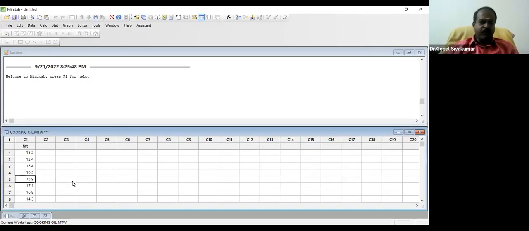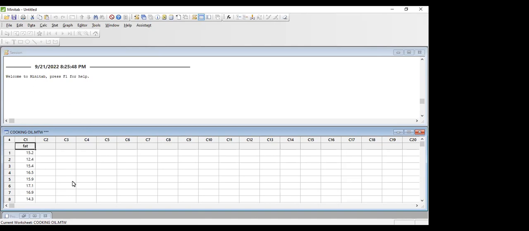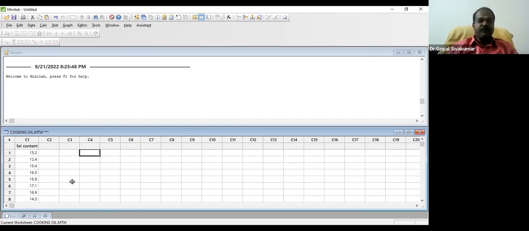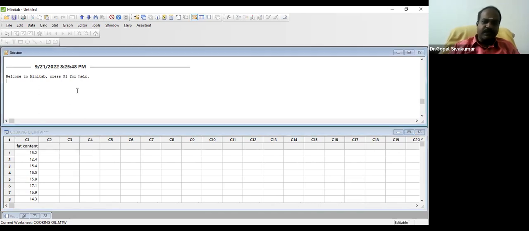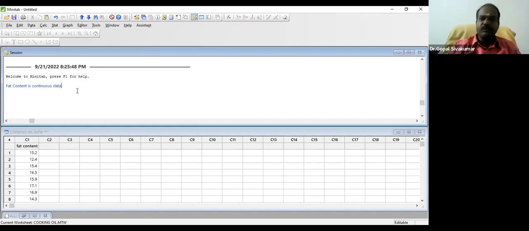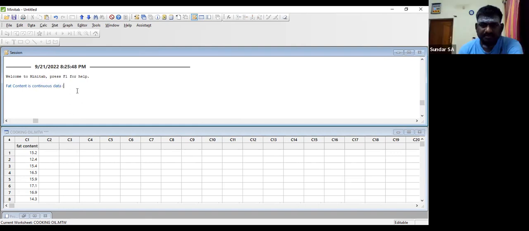Now please tell me, all of you, what is written here? The heading, fat content, right? What is this fat content? Is it continuous data or discrete data? What type of data is it? Continuous data, sir. Very good. Fat content is continuous data. Why? It is measurable.